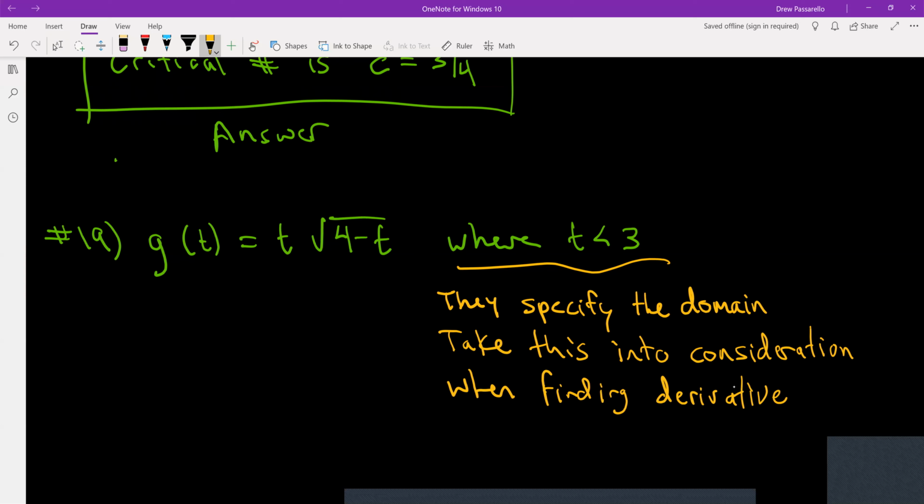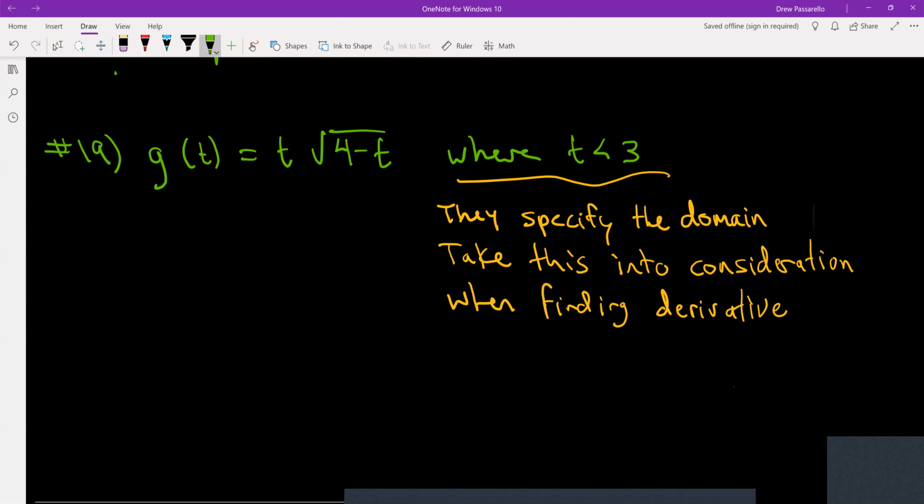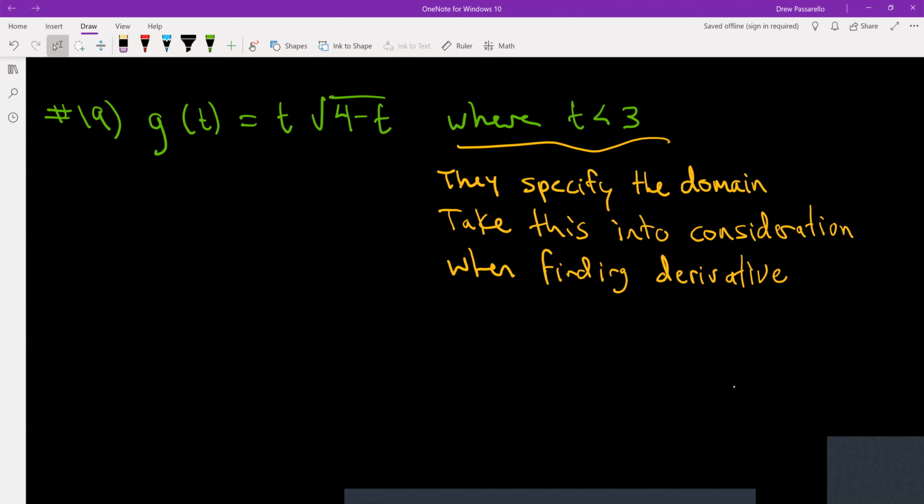All right, so to do this problem, I'm going to be using product rule, and I'll write g of t as the following. So instead of the square root of 4 minus t, I'm going to write it as t times 4 minus t raised to the 1/2. And I have a product, so I'm going to use product rule.